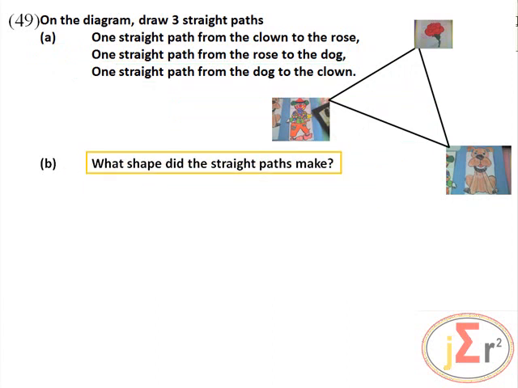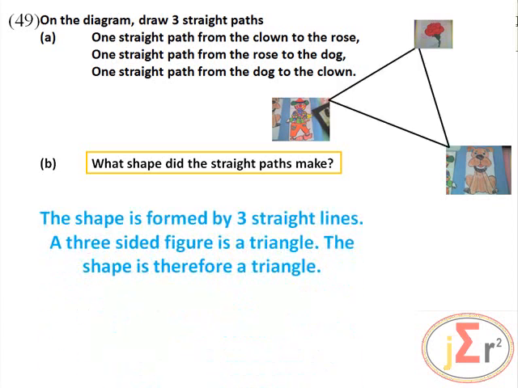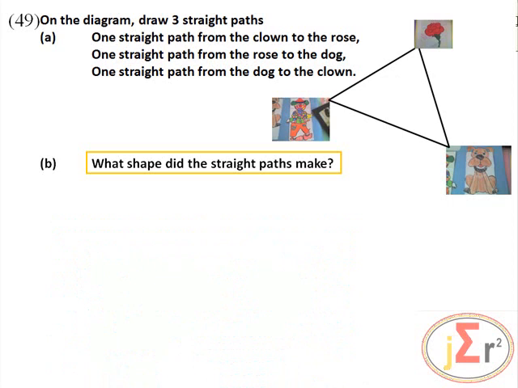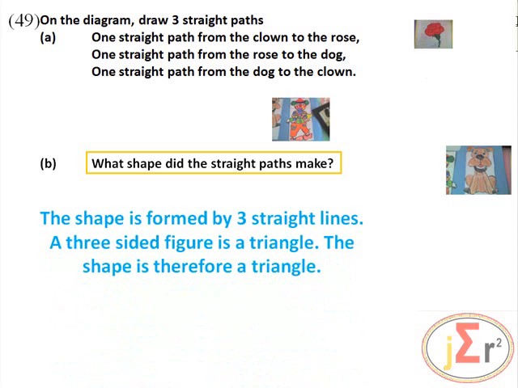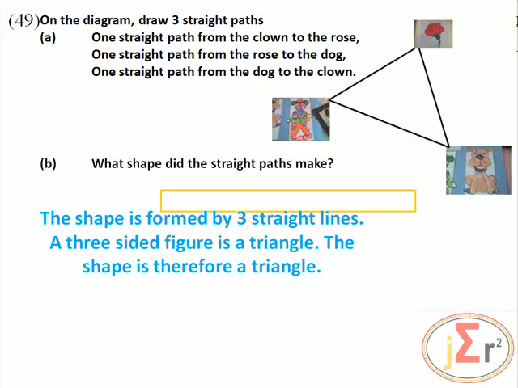What shape did the straight path make? Triangle. Right. So the straight path, as Jerry said, is representing a triangle. The shape is formed by 3 straight lines. A 3-sided figure is a triangle. The shape is therefore a triangle.